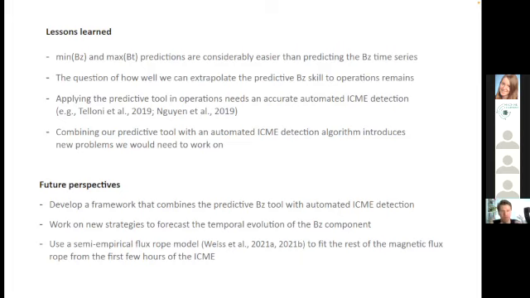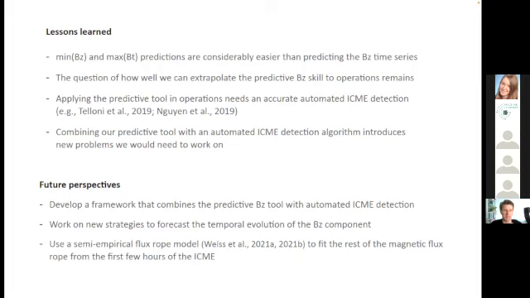I also would like to talk a little bit about future perspectives. So one of the future perspectives is the implementation, the test of this detection tool, coupled then with an automated ICME detection tool. We also would like to work on new strategies on really not only having this estimate of the minimum value, but also really look into the temporal evolution of this set.